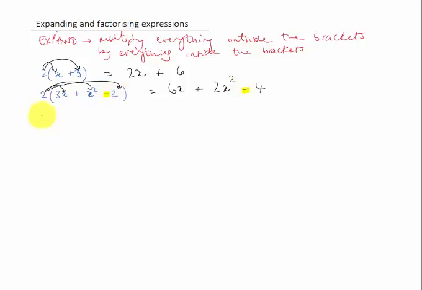Alright, now how about if the thing on the outside of the brackets itself has brackets? So if we've got two mini expressions, each with a plus or a minus, like 2x plus 4 times x minus 5. So here we need to do the 2x times x, so that's 2x squared. Then we do 2x times minus 5, so that's minus 10x. And then the same thing for the plus 4, so that's plus 4x minus 20. So that's how we deal with that.